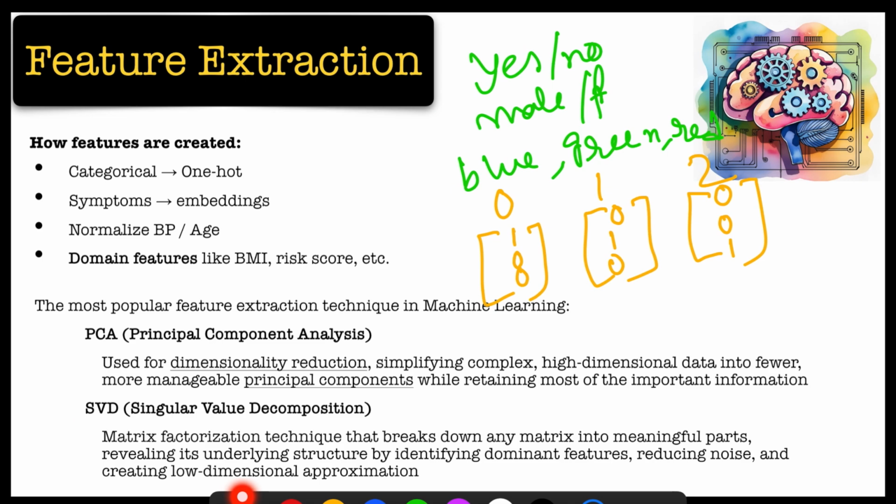In SVD or Singular Value Decomposition, what we do is a matrix factorization technique. We get a matrix and we factorize the matrix. It breaks down the matrix into meaningful parts, revealing its underlying structure by identifying dominant features, reducing noise and creating a low dimensional approximation. So these are a few general, generic ways to do feature extraction in machine learning.